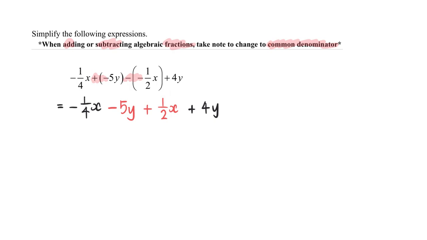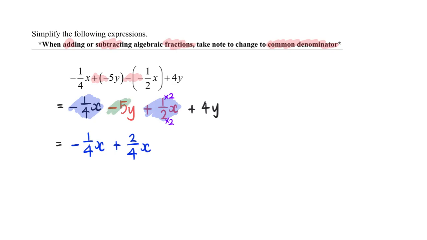Now then we start to identify the like terms. I will have my x as the like term, and you will then see me doing this. I will make sure that the denominator is the same by multiplying by 2. So that I will have my negative 1/4 x. I will also have plus 2/4 x.